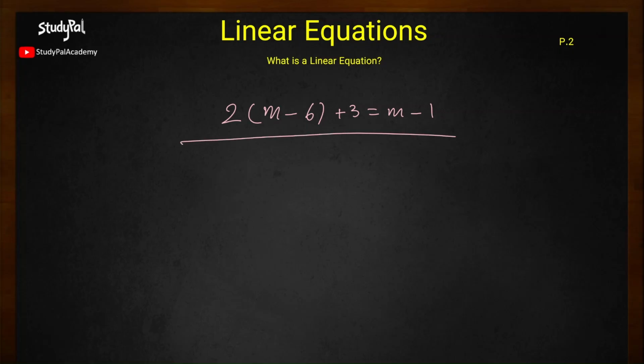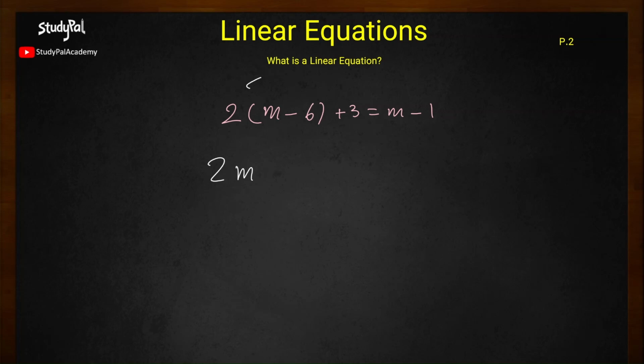Alright, can you solve this linear equation? For solving this linear equation, we need to distribute the expressions first. For example, we have 2(m - 6) + 3 = m - 1. So we need to distribute the first parentheses like this. What would you get is 2m minus, why?